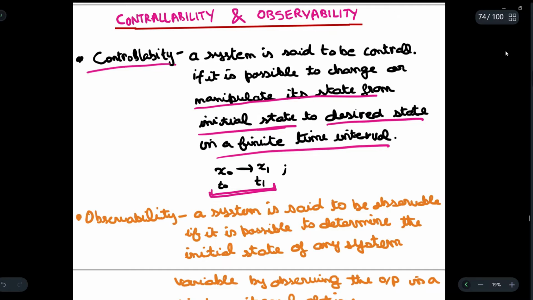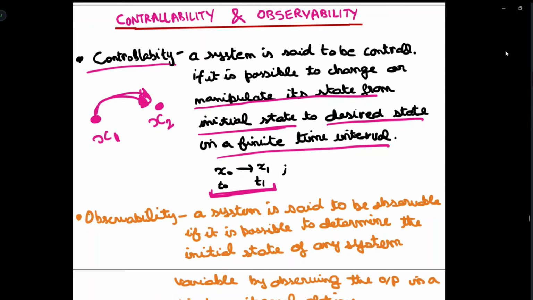That is, if we can change a particular state of a system, suppose this is a state of a system, from its initial state to another state, that is a desired state. This is x1, the initial state, and this is x2, the desired state. So taking our system from x1 to x2 in a finite interval of time, say t0 to t1, the system that we have will be controllable.